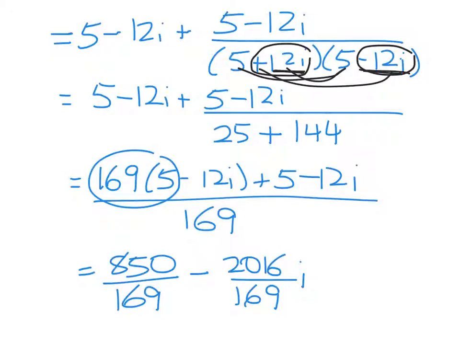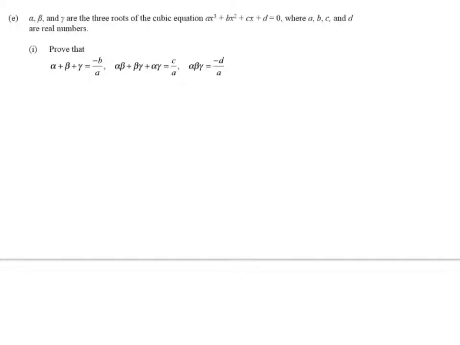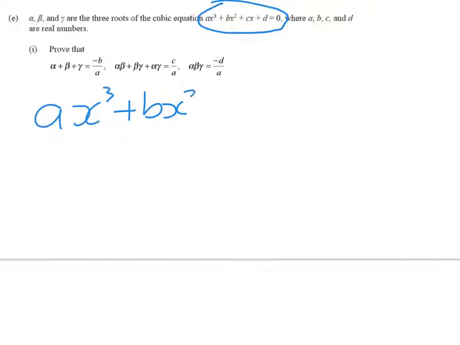Okay, on to the next question, which is the excellence question. We've got alpha, beta, and gamma are the 3 roots of this cubic equation here, and we're told that they're real numbers. So there's no complex number part in here really, it's just a wee bit of algebra. Let's write down what we know. We've got ax cubed plus bx squared plus cx plus d equals 0. And we can also say that these are the three roots of that equation.